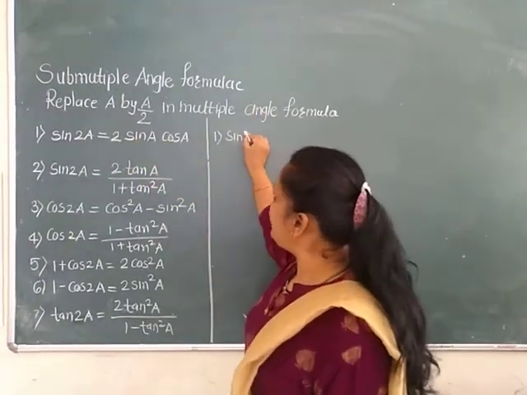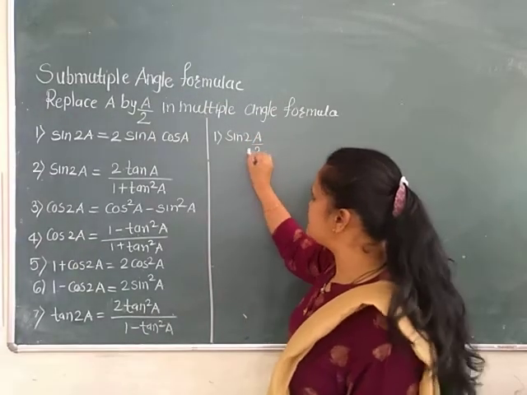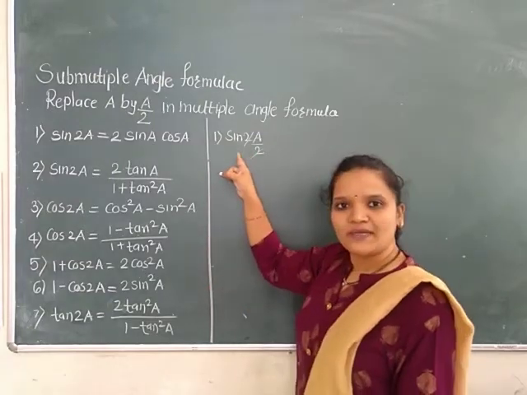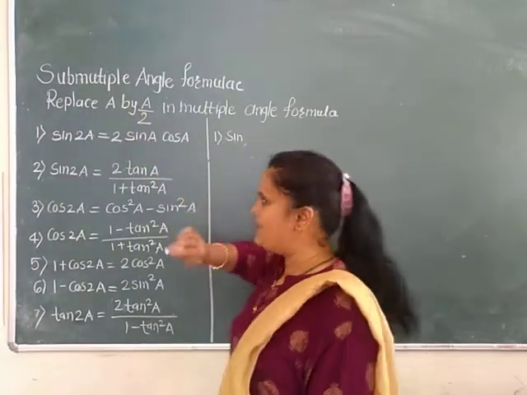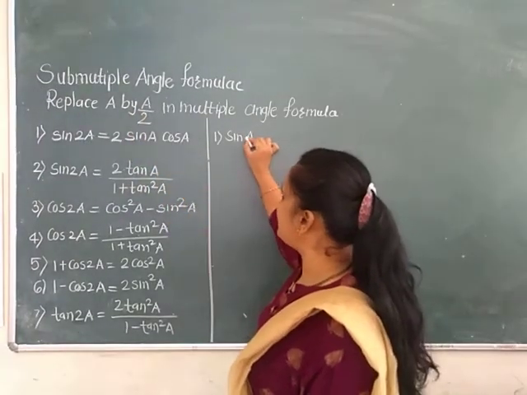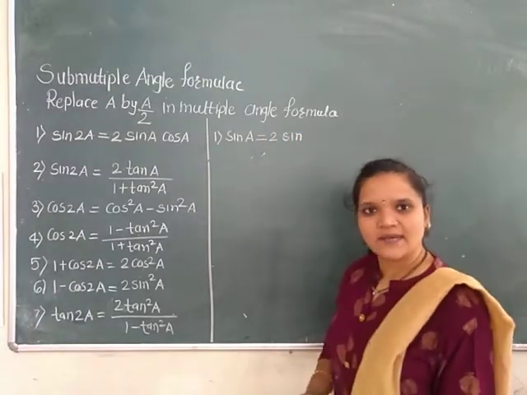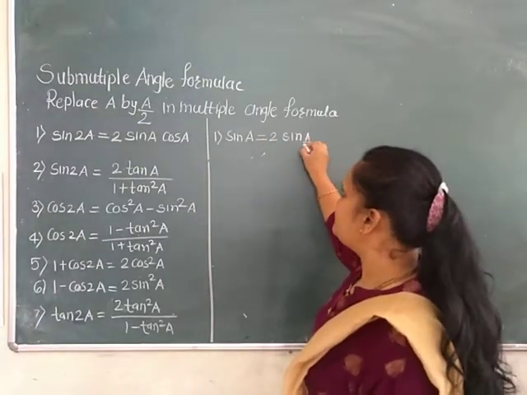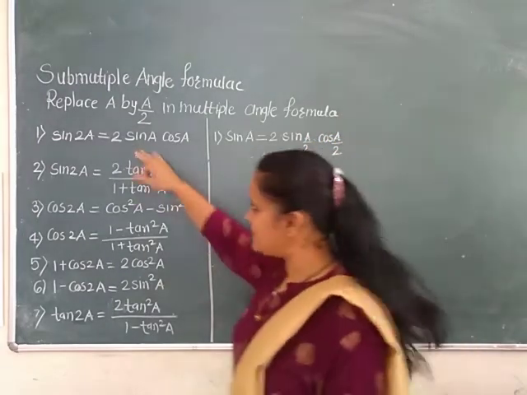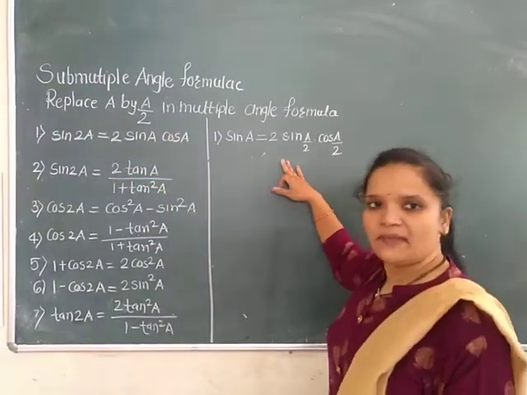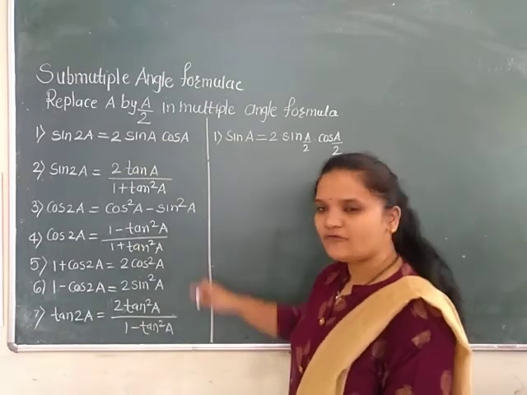So if I write sin 2 into a by 2, this 2 gets cancelled and we get the formula for sin a. Here a is replaced by a by 2, so sin a is equal to 2 times sin of a by 2 into cos of a by 2. This is the multiple angle formula and this is the sub-multiple angle formula. In the similar way we are going to write all the formulas.